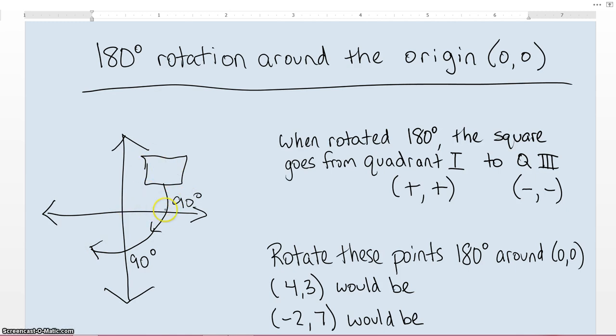Every point here is positive, positive. Every point over here is negative, negative. So that's what I'm saying right here. So what this tells us is that any point that you are rotating 180 degrees, you just change the coordinates to their opposite. So if they were positive, you make it negative. And if they were negative, you make it positive.